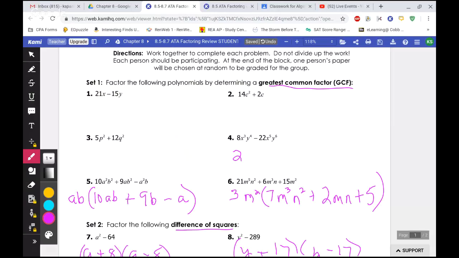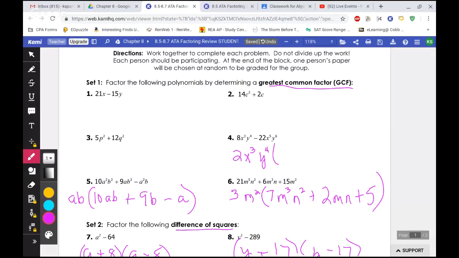X and Y. Good job. What is the largest X that they have in common? Or the smallest X they have in common? I'm very sorry. X to the third. What is the smallest Y? Y to the fourth.